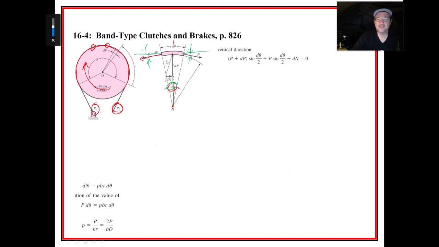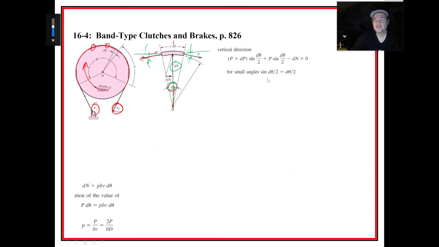So in the vertical direction, it's the sine of 1/2 of the incremental angle on each side. On the left it's P plus dP, and on the right it's P, times this sine. Those should really be in the downward direction on this little increment of band. Then in the upwards direction, we have this dN, the incremental normal force placed into this little increment of band. You notice it's negative, because downwards was decided to be positive and this dN is upwards, and it equals 0.